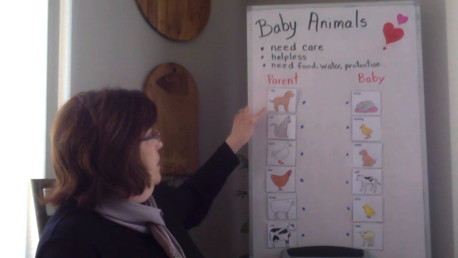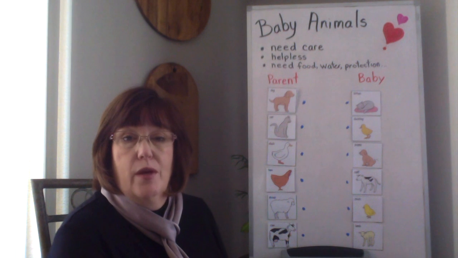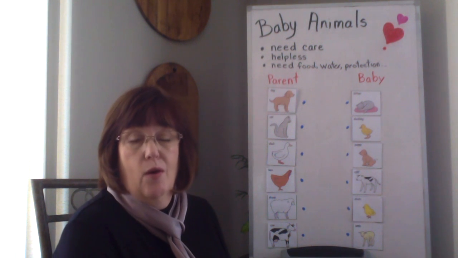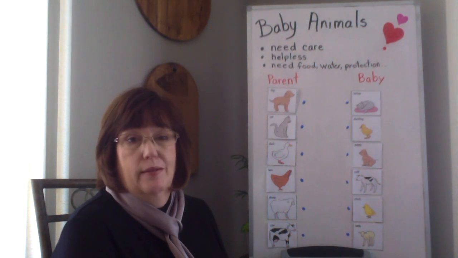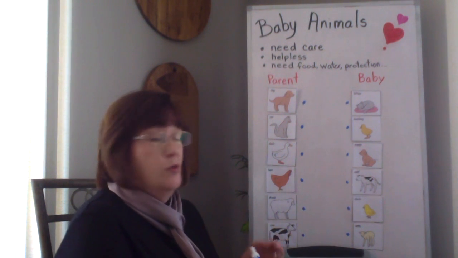Our first mama is a dog. So when a dog has a baby, what do we call it? We call it a puppy. And here's the puppy. So I'm going to draw a line from the dog to the puppy.